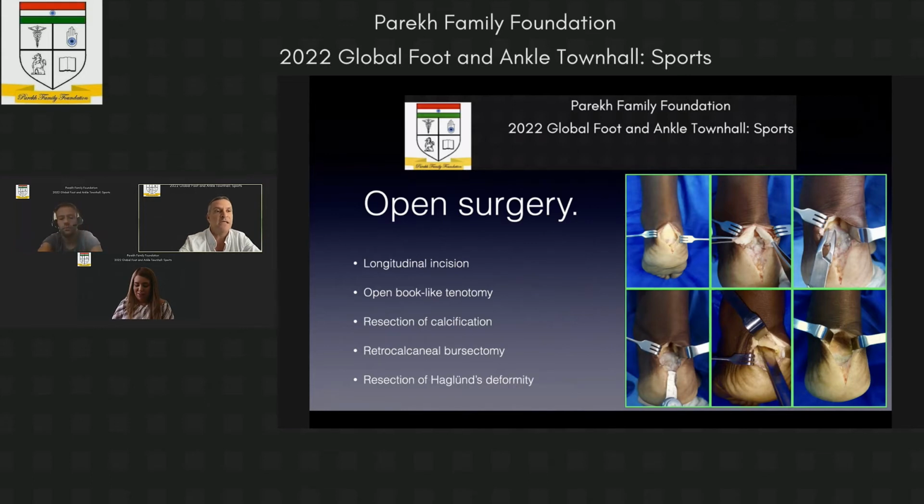In this case, a longitudinal midline incision is made over the posterior aspect of the heel. The distal tendon is exposed and an open tendon-splitting approach is made. The diseased tendon is debrided and any calcification resected. The retrocalcaneal bursectomy and the resection of the Haglund's prominence are made.